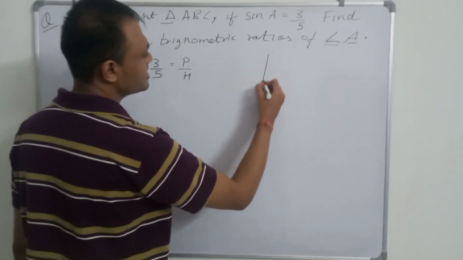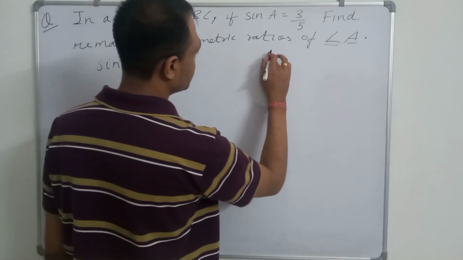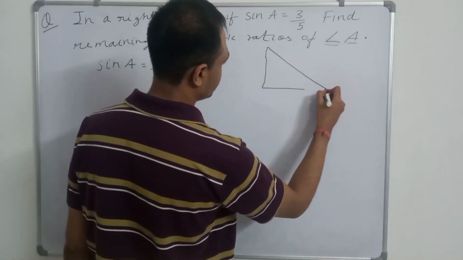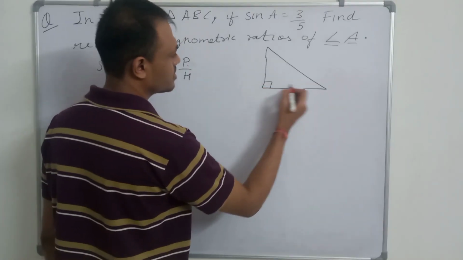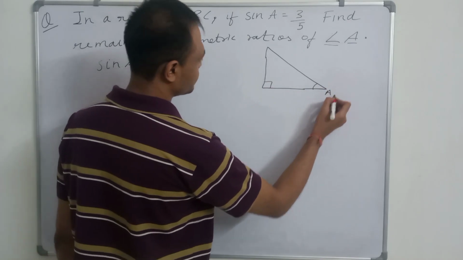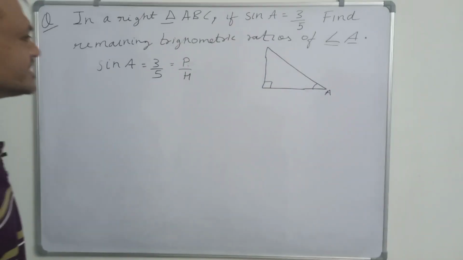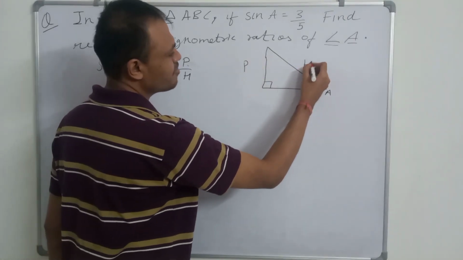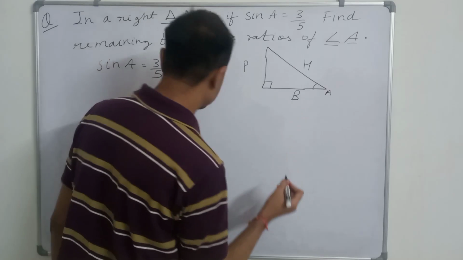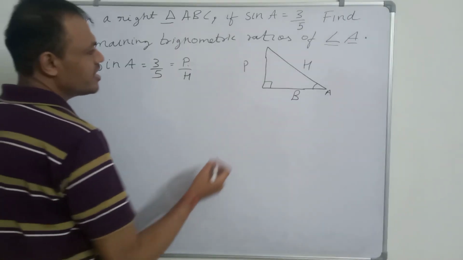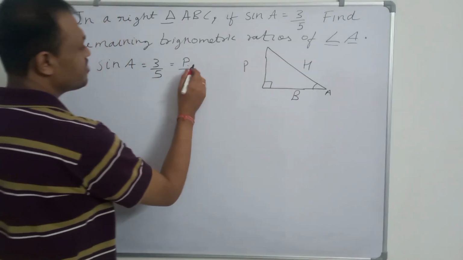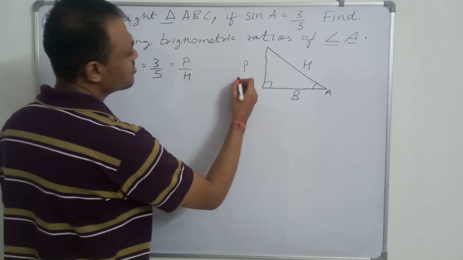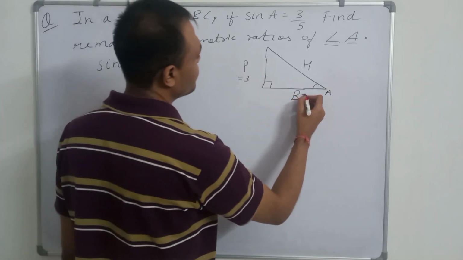So let's say that this is a triangle. This is a right angle triangle. So this is angle A. So if this is angle A, this will be the perpendicular, this will be the hypotenuse, and this will be the base. So P by H is given as 3 by 5.